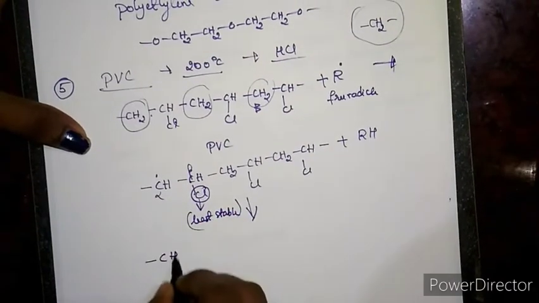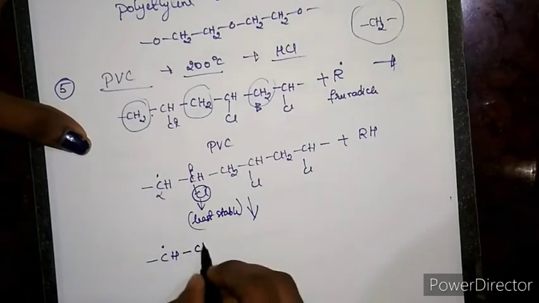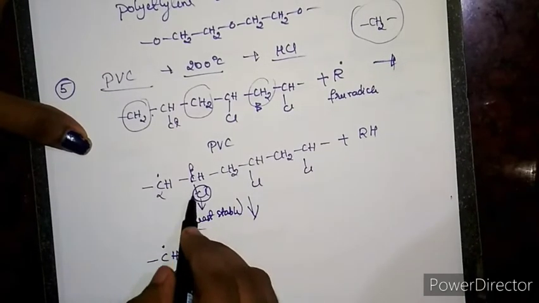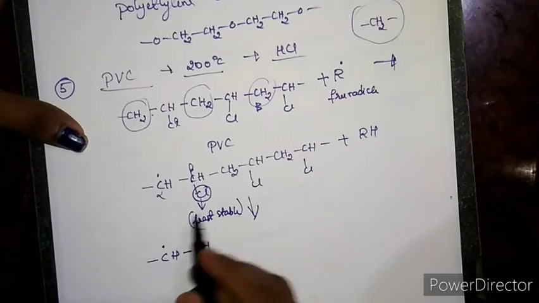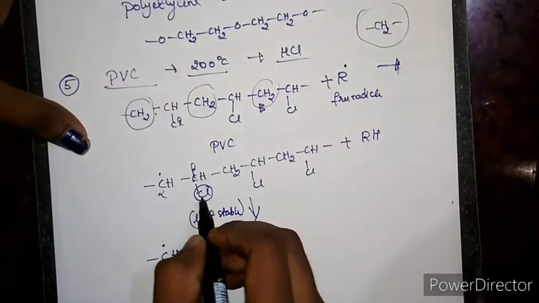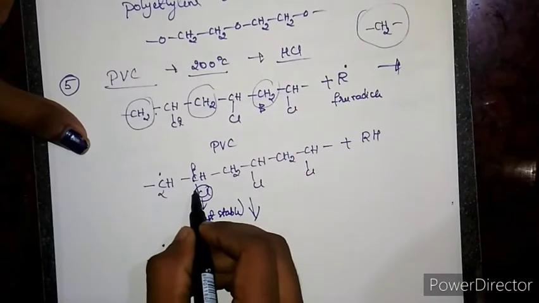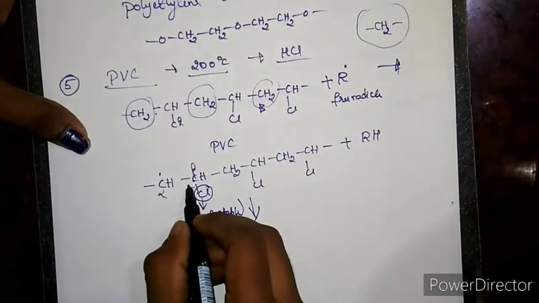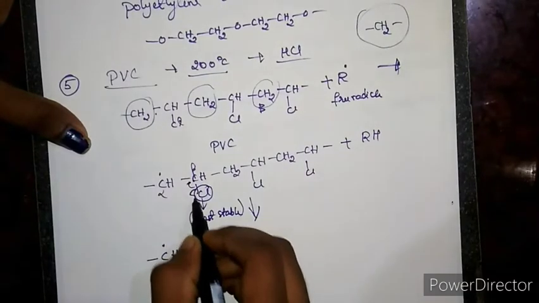You have this free radical and CH, and here you have chlorine, which I told you is least stable, so it leaves the system. How does it leave the system? By homolytic cleavage. This bond will break homolytically like this.